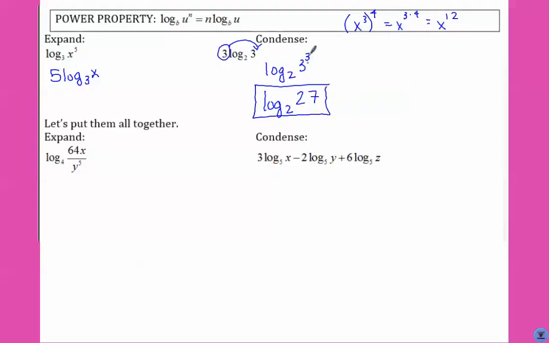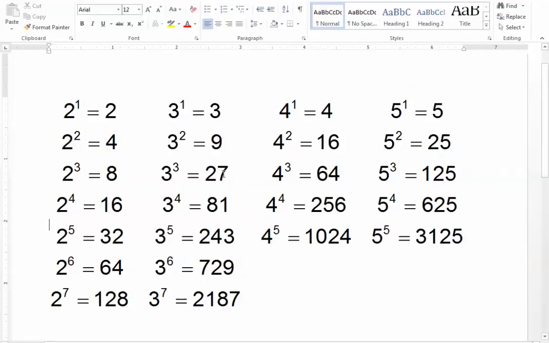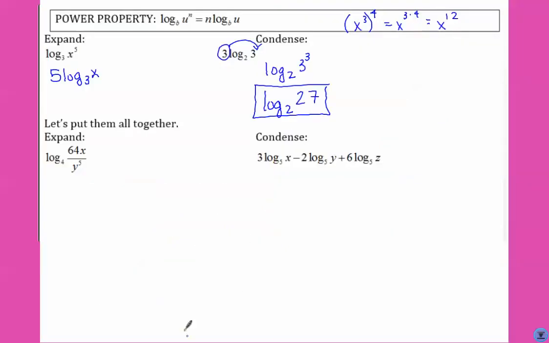How do you know when you should simplify things like that? If this power is written on your power sheet, you should simplify it. So 3 to the 3rd, it's right here on our power sheet. That's how we know we should simplify. In general, if it's anything higher than a 5th power, you can leave it as an exponent if you've lost your power sheet. All right, let's put them all together.